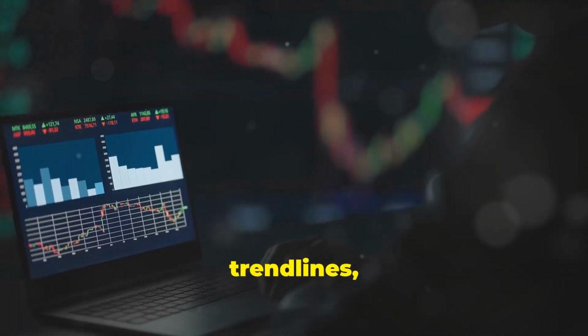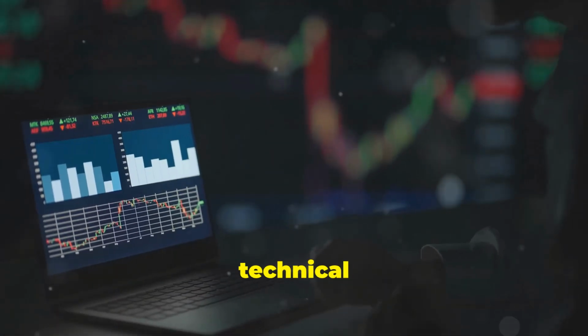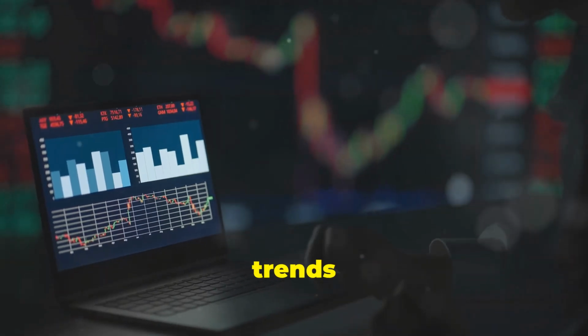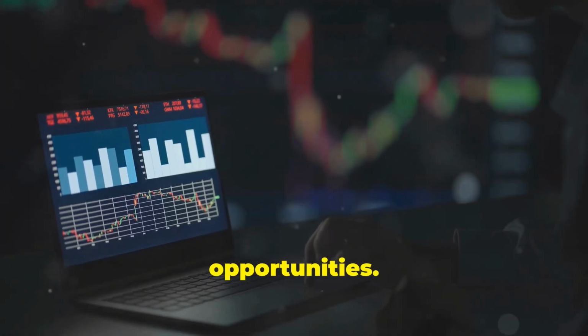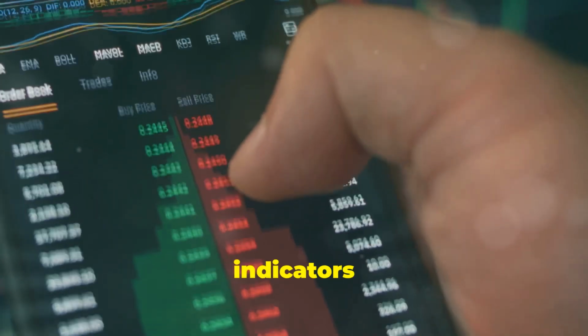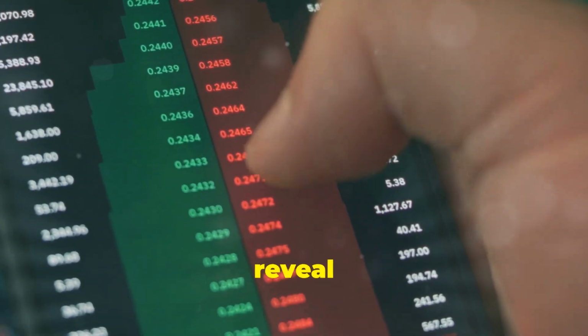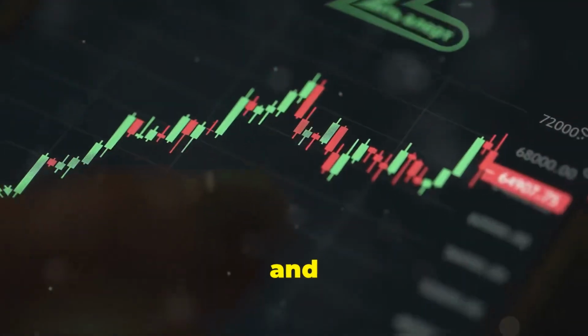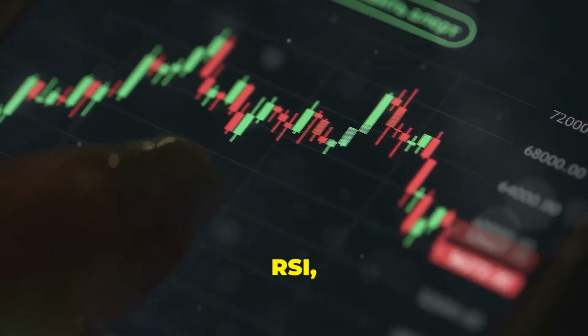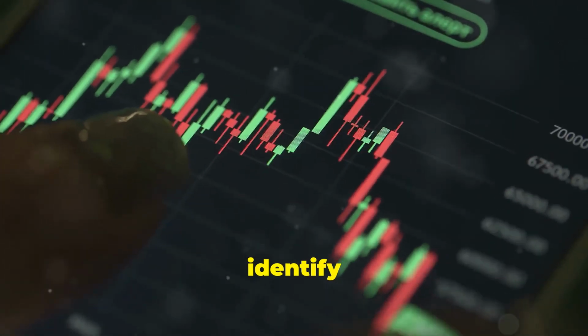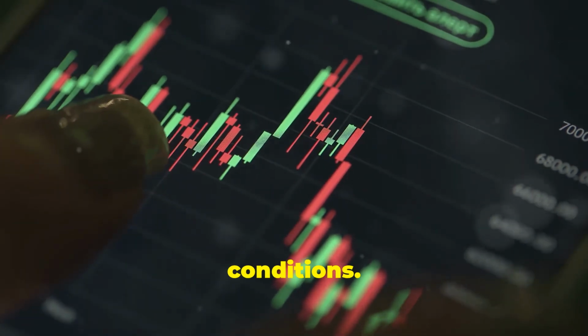In addition to trendlines, there are a plethora of technical indicators that can help you identify trends and potential trading opportunities. Some popular indicators include moving averages, which smooth out price data to reveal the underlying trend, and the Relative Strength Index, or RSI, which can help identify overbought or oversold conditions.